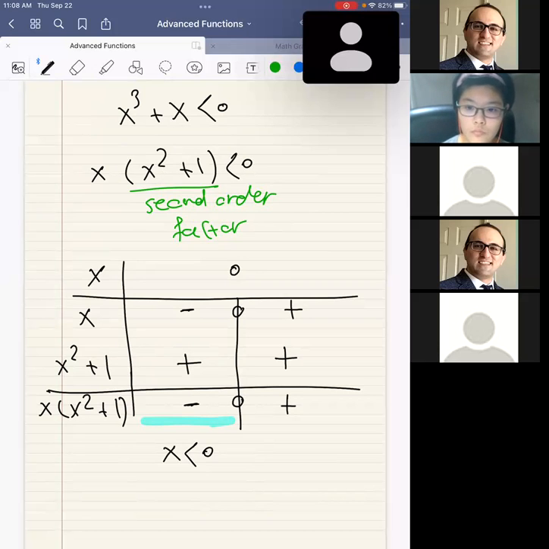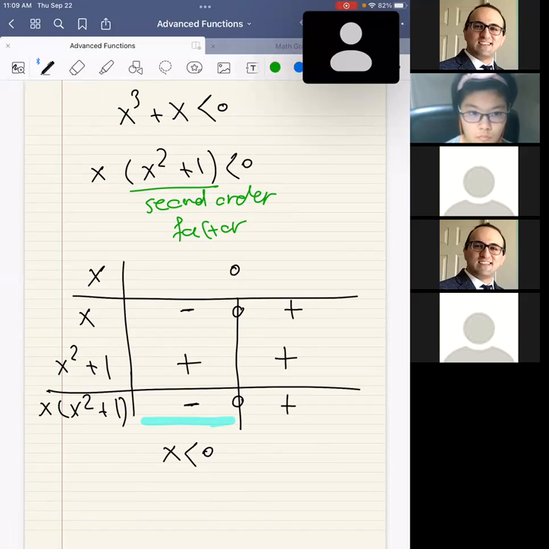Whenever you have a second order factor that doesn't have any root, you leave it there, and we know it's either always positive or always negative, because it doesn't have any root. It doesn't cross the x-axis. So it's either always above the x-axis or always below it. And it depends on the coefficient of x squared. If the coefficient of x squared is positive, it's always positive. If the coefficient of x squared is negative, it is always negative, right?